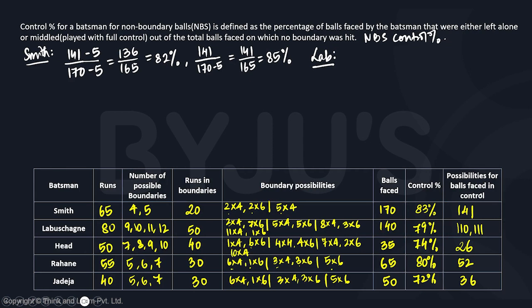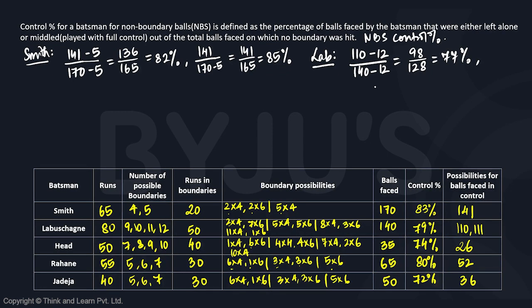But if I want to find out the range, the lowest fraction would be if from the smaller numerator, I subtract the largest number of boundaries, which is 12, out of the total of 140 balls that he has played. So this is the calculation we will require. So this is going to give us 98 upon 128, which when calculated will give us 77%.